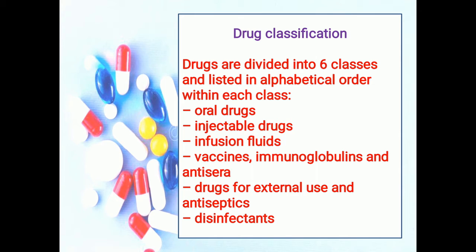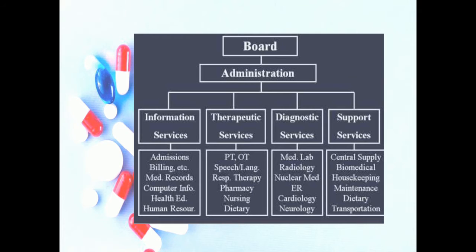So these are the basic classifications of hospitals, and then there is a drug classification in which the drugs are properly stored in a hospital pharmacy. So this is not the time for that discussion. Next we can discuss the organization of a hospital.